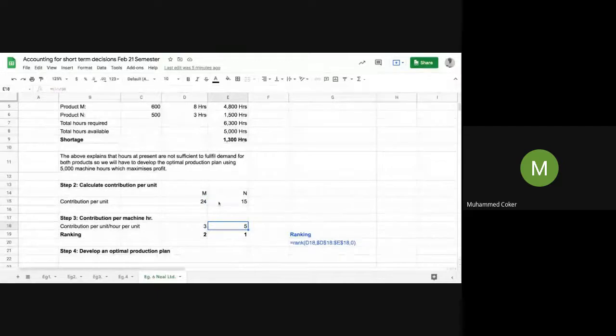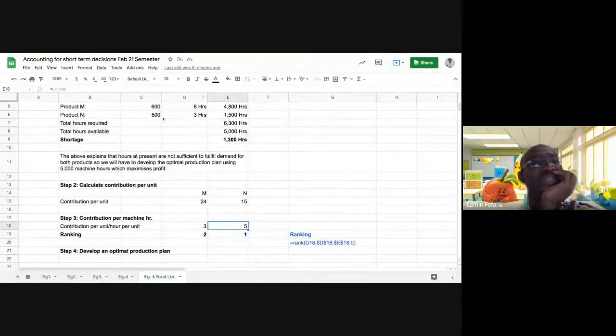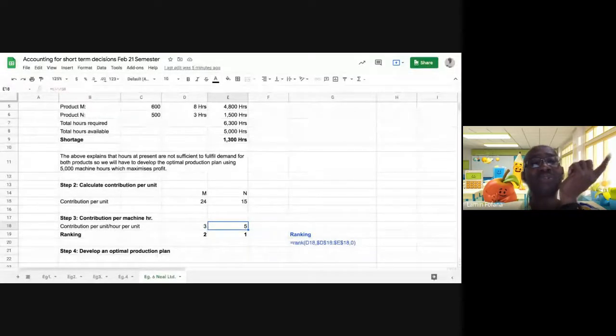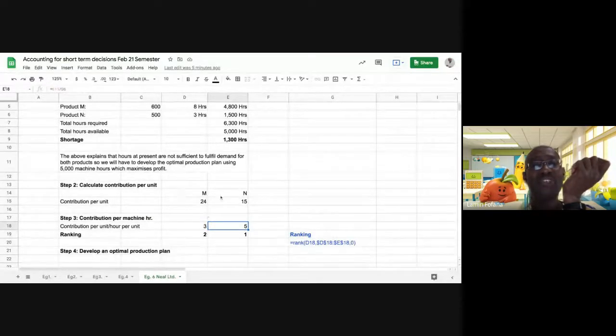Exactly. And the reason is simple. Look at it. It's taking so long, 8 hours to produce 1 unit. So in order to produce N, it's going to take you what? You're going to save time. 3 compared to 8. It's almost 3 folds. So 3 hours compared. This is the reason why, even though M has got the highest contribution per unit, it's not efficient to produce because it takes a long time to produce.